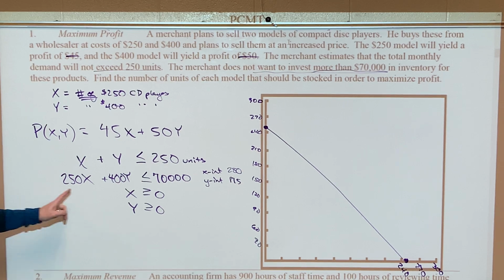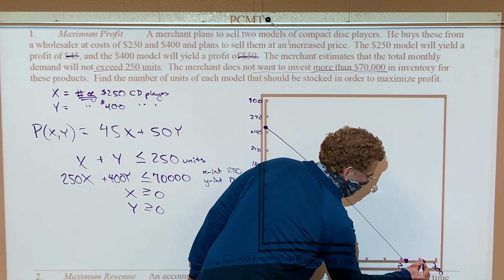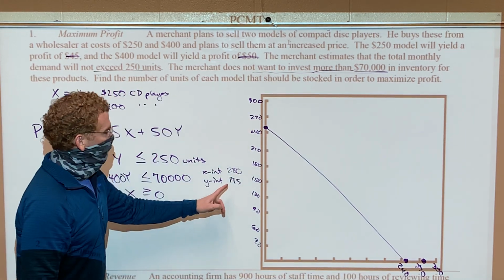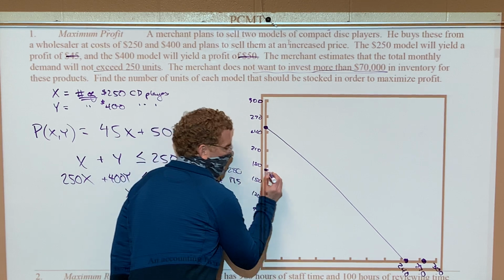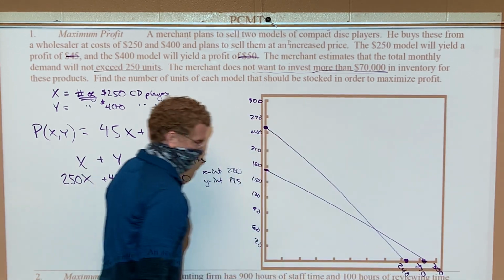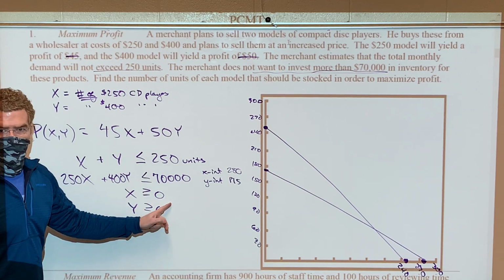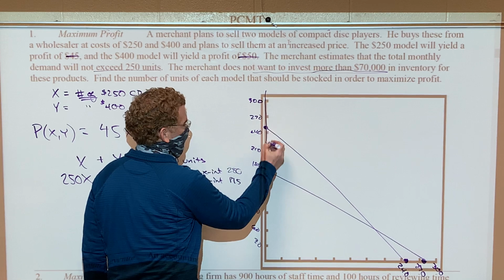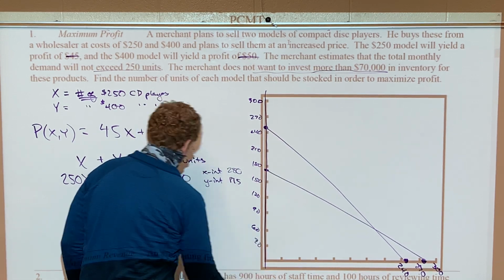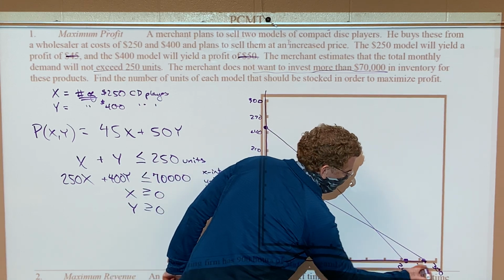And then this one, the x-intercept was 280. 280 is a little bit bigger than that. And 175, a little bit smaller than that. And you're going to draw that line like this. And then x greater than 0, again, would have been this vertical line. And y greater than 0 would have been this horizontal line.